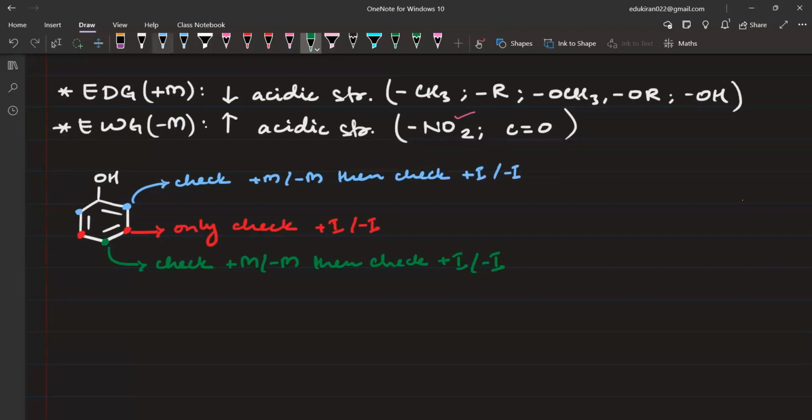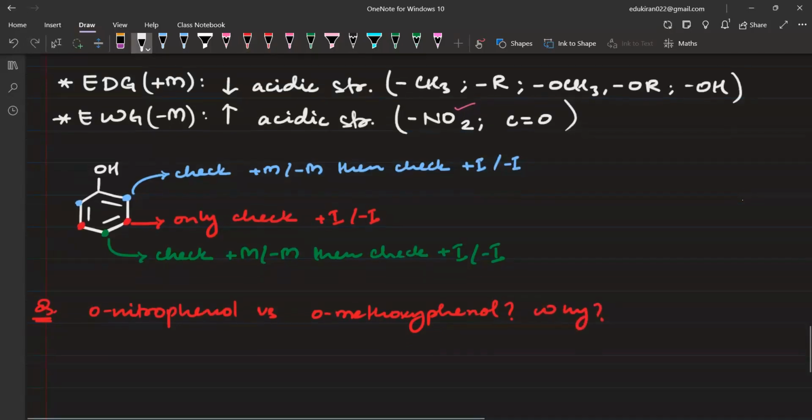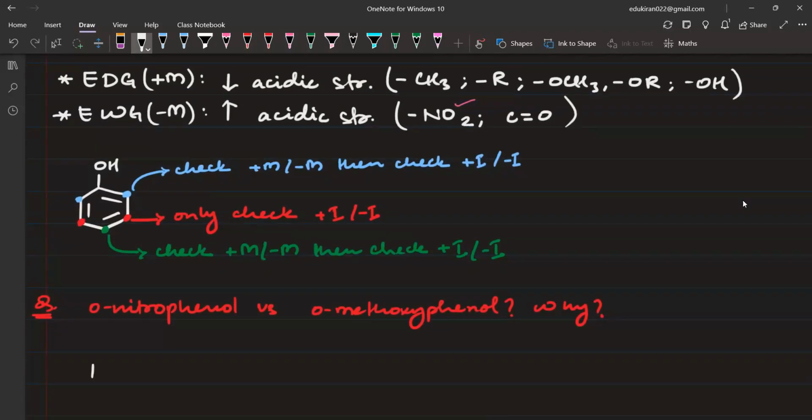A very simple question came once, that is also there in your NCERT. It goes something like this. Basically, you have to say which is more acidic, O-nitrophenol versus, I think, O-methoxyphenol. And the question also asks why, which is more acidic and why. So it basically depends on the structure. Look carefully here.